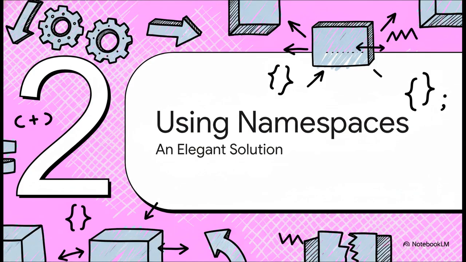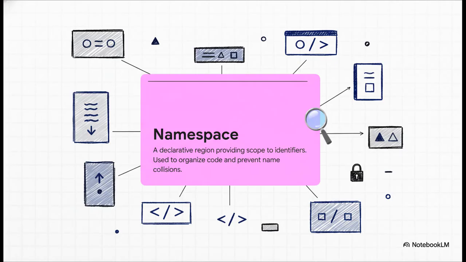So how in the world do we solve this? Well, thankfully, C++ gives us a really elegant solution that was designed for this exact purpose, to organize our code and prevent these kinds of collisions. And that solution is called namespaces. Now, the official definition sounds a little dry. It says a namespace is a declarative region that provides a scope to identifiers. But let's break that down. All it really means is that it's a container. You're basically creating a named box, you put your related code inside it, and boom, it's instantly separated from everything else.